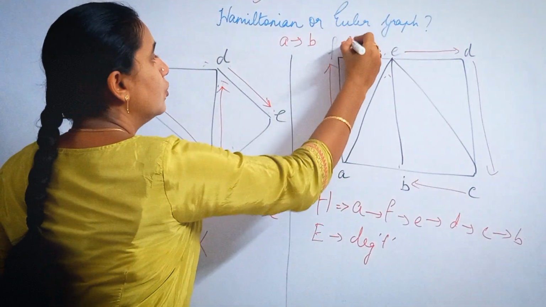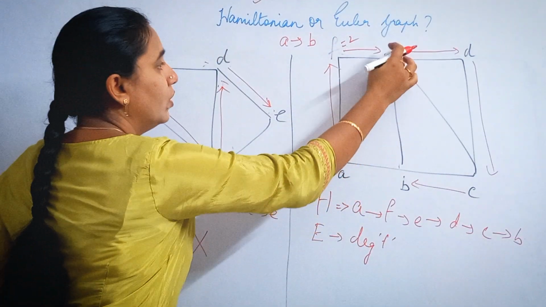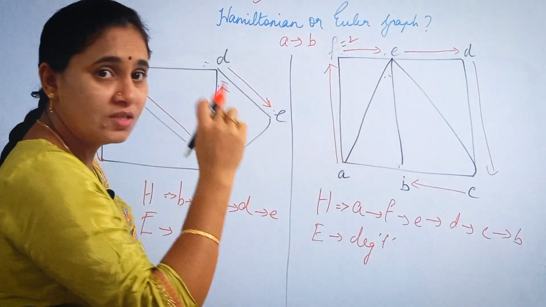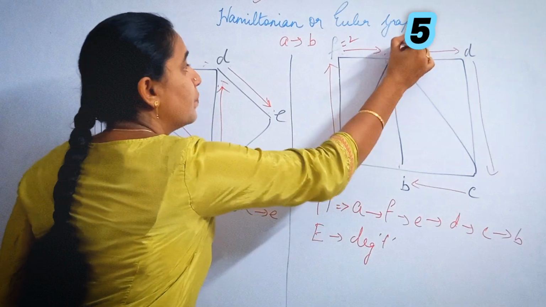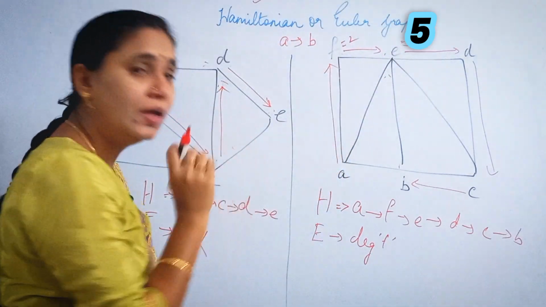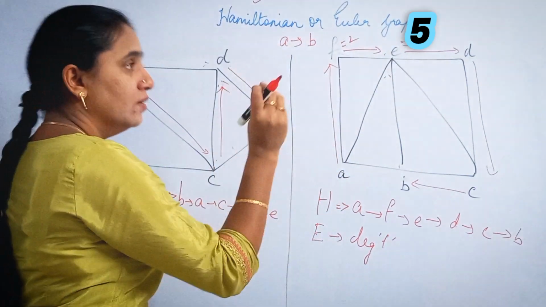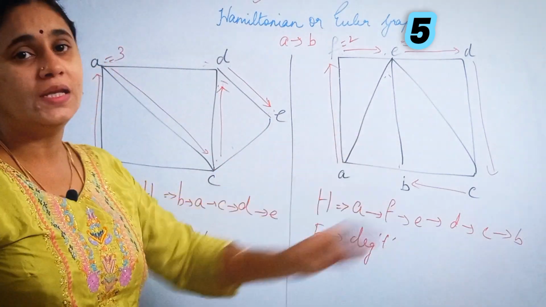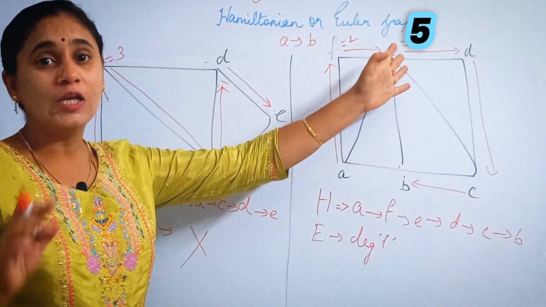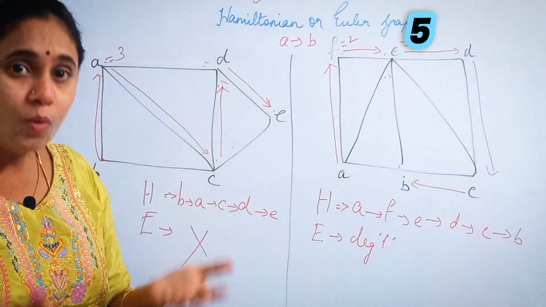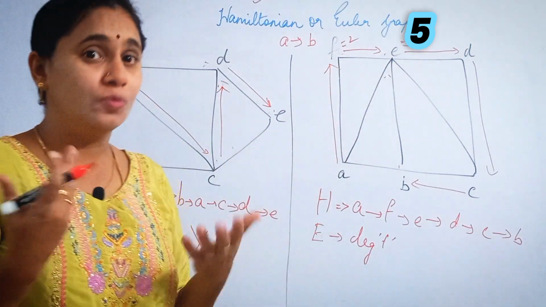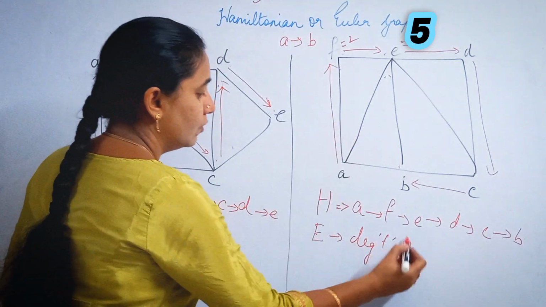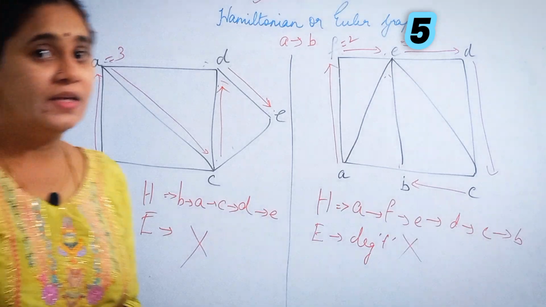The degree is 2, isn't it? For the vertex E, if you see, the degree is how much? It is 3, and 3 is an odd number. So there is no need to continue determining the remaining degrees, because this value is 3. There is no possibility for this graph to be a Euler graph. So this is not a Euler graph. Right, friends?